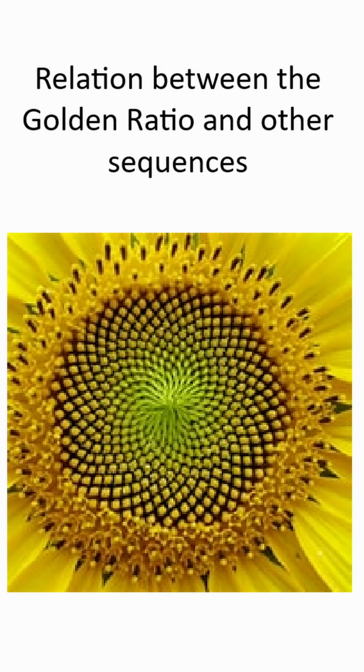So what is the relation between the golden ratio and other sequences? The answer is that the golden ratio will appear in the sequence every time one keeps adding just two previous terms. If one adds more terms, the value will approach 2.